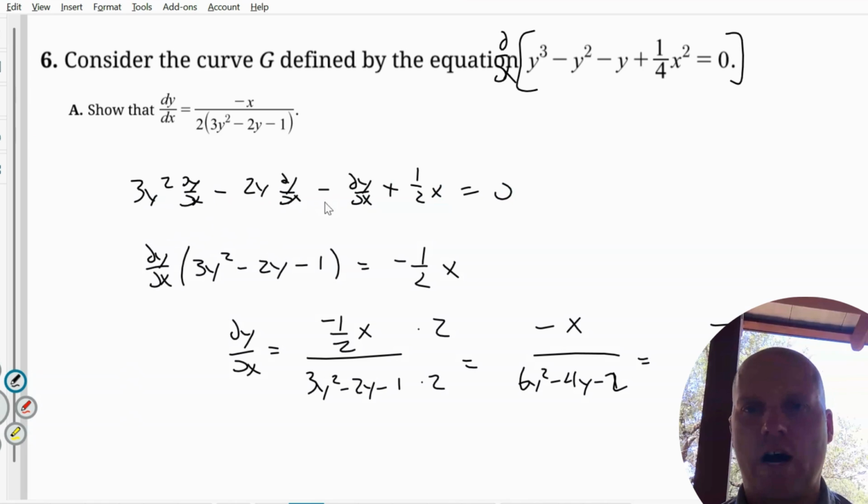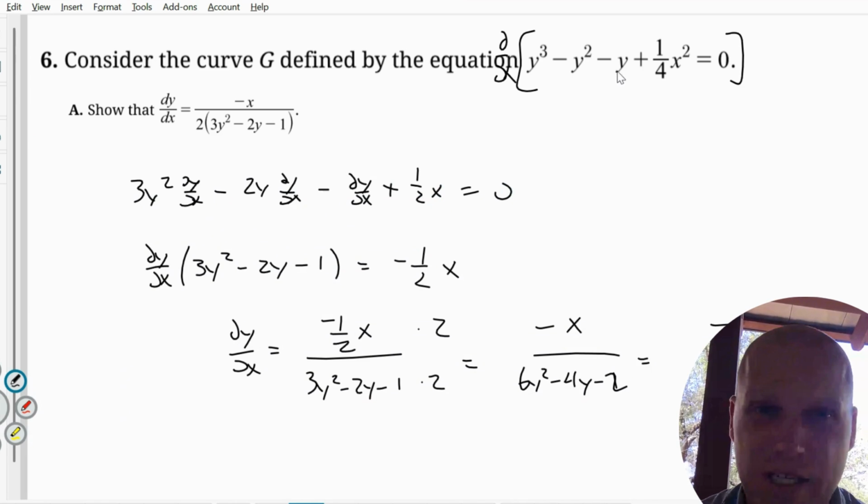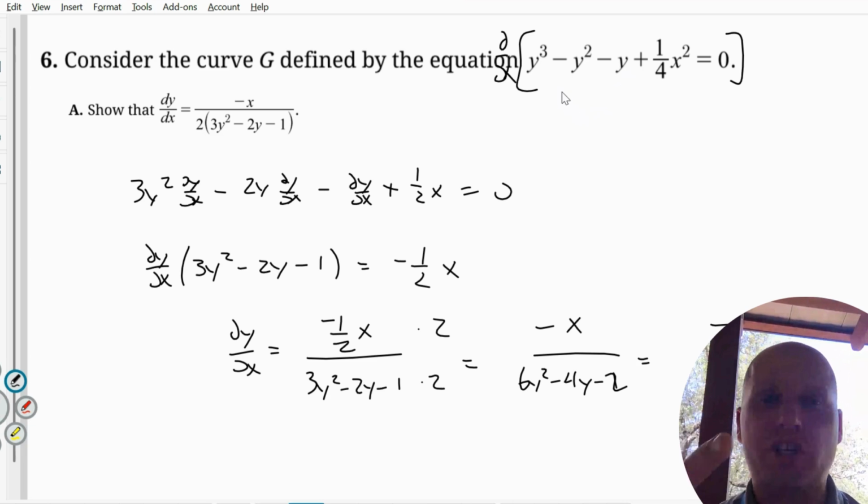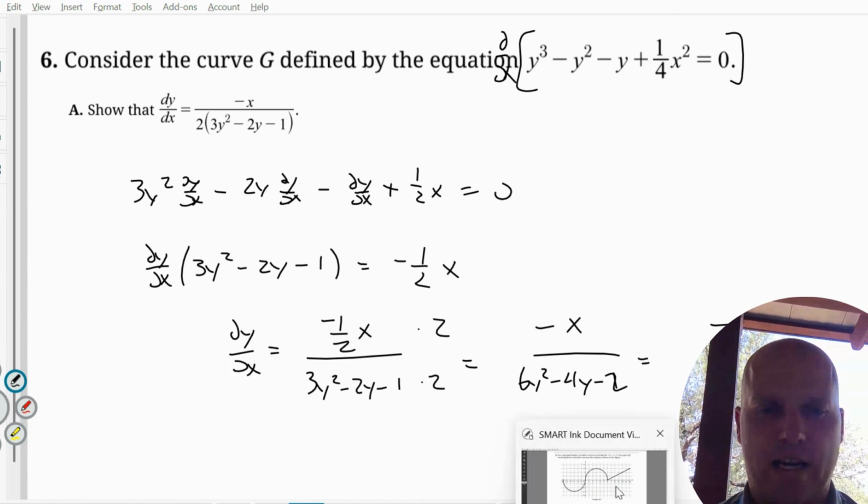Whenever you take the derivative of y, you got dy dx, but there's no product rule yet. There's no chain rule. There's no distribution of a negative. You subtract the 1/2 x, you factor out the dy dx. The only thing that might have been tricky was to multiply by 2 to see that it's negative x and 6y squared minus 4y minus 2, and then having the negative, forgot again.